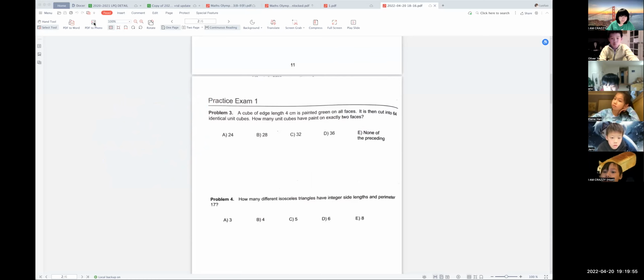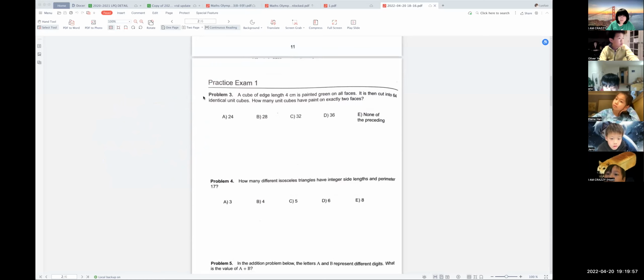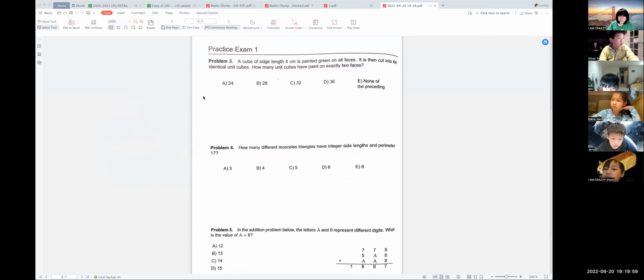Okay, so let's take a look at the next one. How many different isosceles triangles have integer side length and a perimeter of 17?